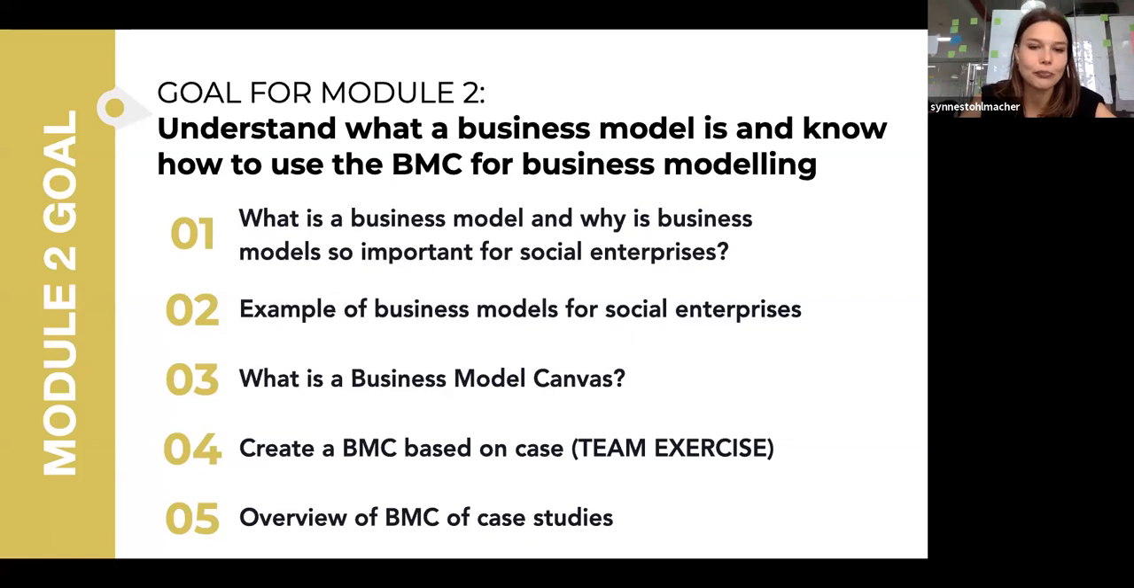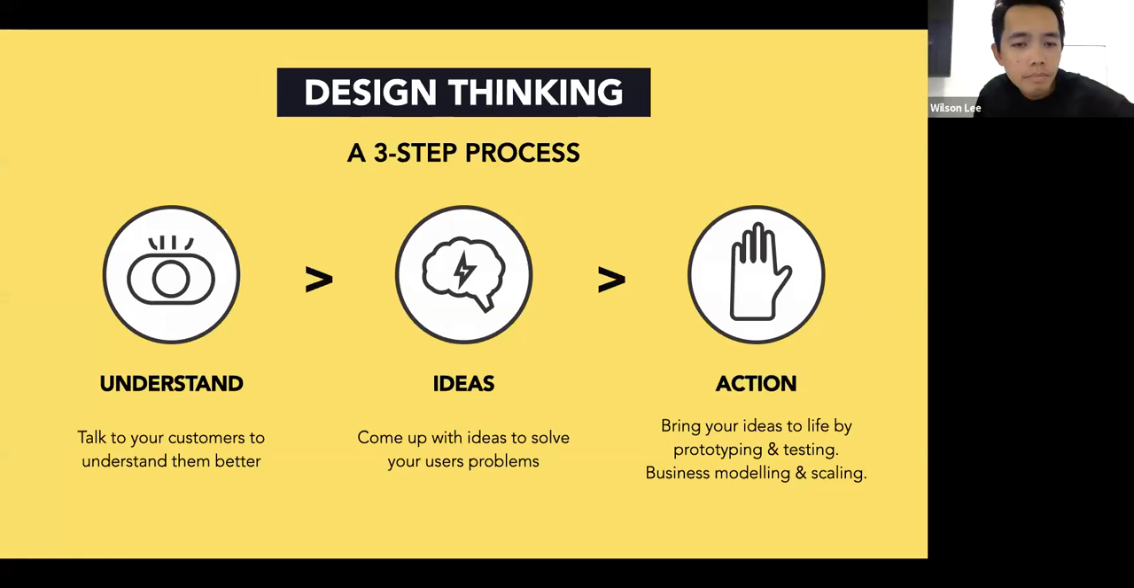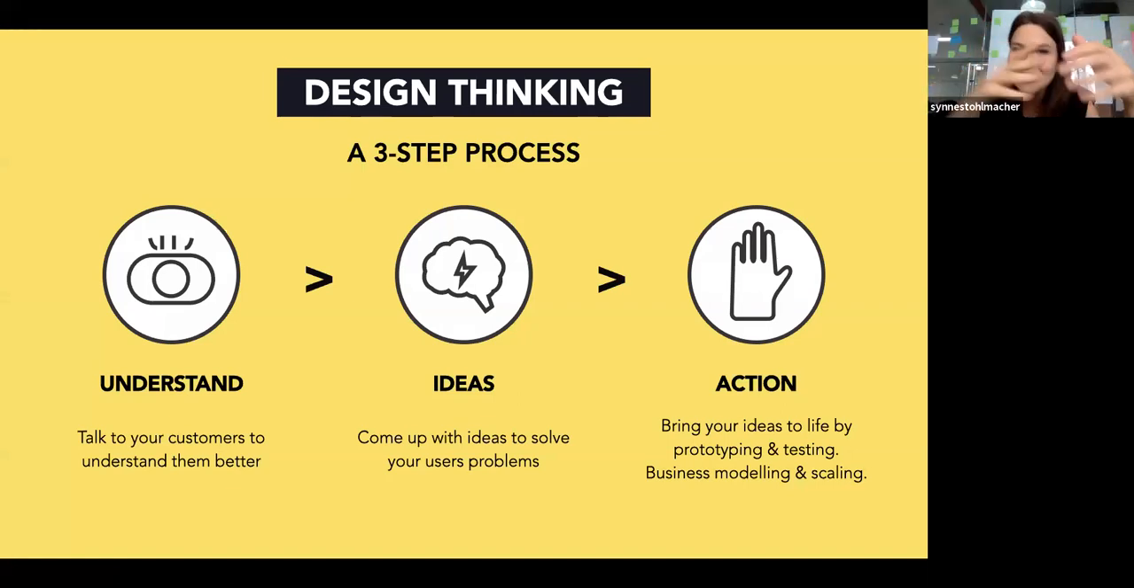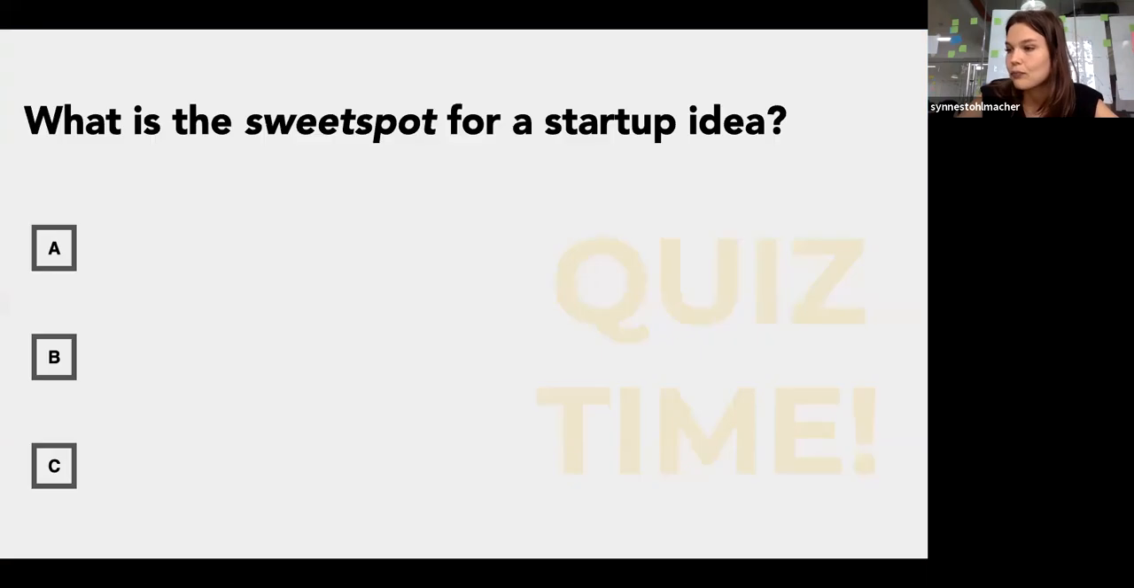Okay, we know that design thinking is a 3-step process. We have understand, ideas, and action. When we are talking about business modeling, it's really about the action steps. So how do we bring our business to life? Not just how do we bring it to life, we need to think about the different elements that it consists of. And then we also need to think about, is this sustainable? Can this be scaled? And also, how does this business model potentially evolve over time? We are therefore in the action step of design thinking.